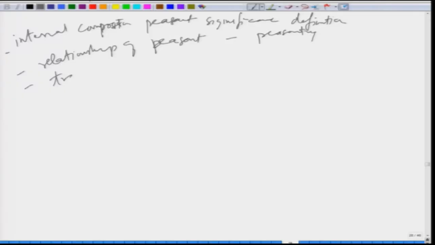And the third in that sense, of course, is the use of the concept of the traditional culture.